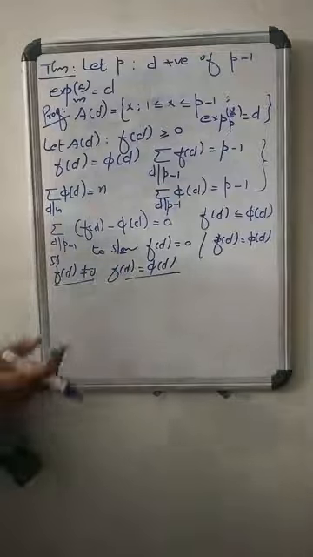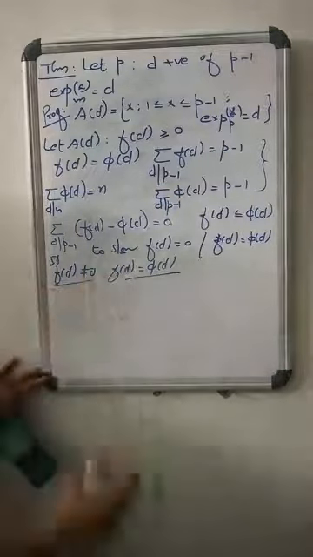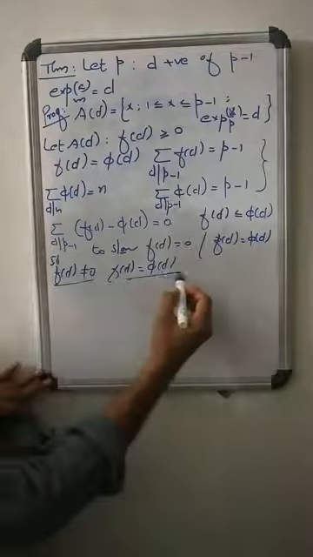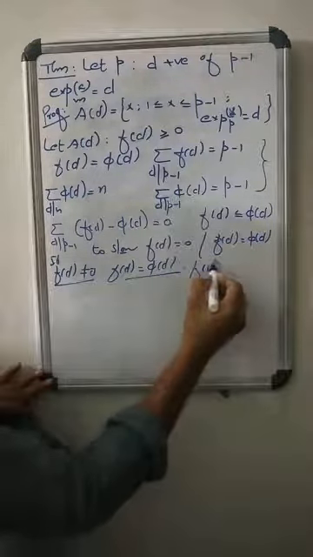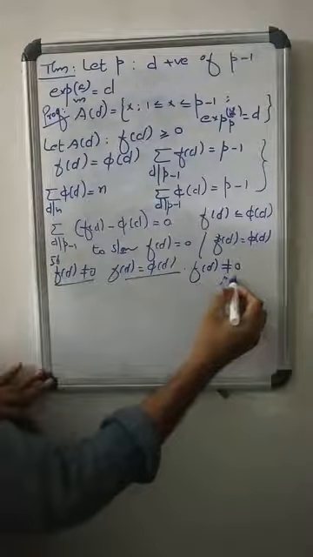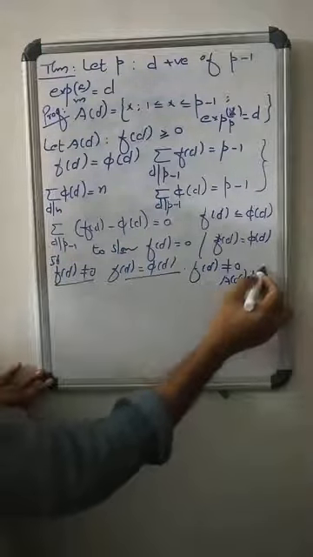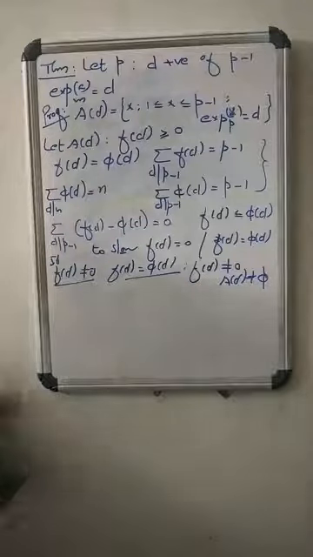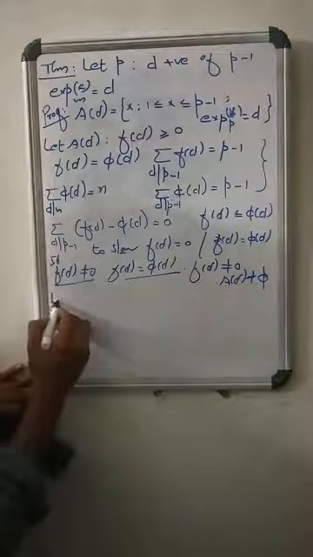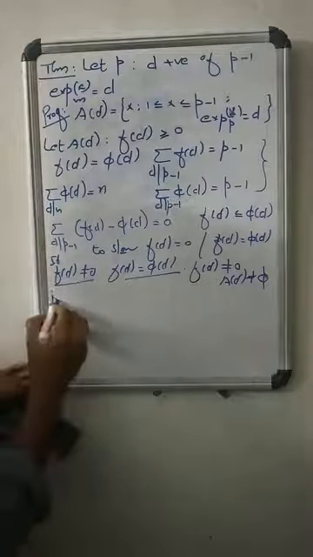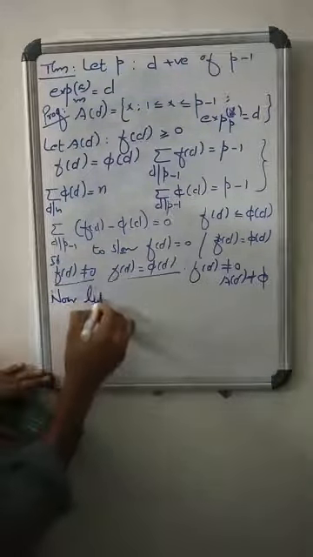Okay. If f of d differs from 0, now we have to show that f of d equals phi of d. How? When f of d differs from 0, what is f of d actually? F of d is the number of elements in A of d. Since f of d differs from 0, immediately A of d is a non-empty set. Why? Because f of d is the number of elements in A of d. Clear? Now, let a fall in A of d.